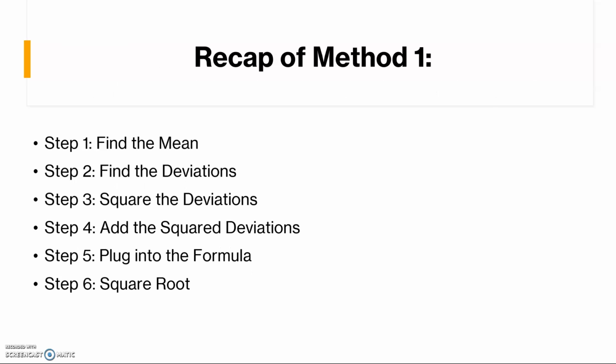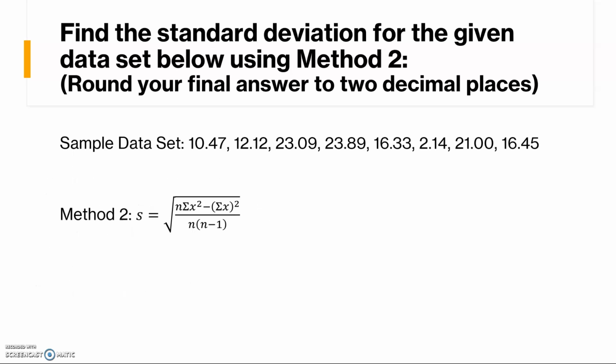Now let's look at the recap of method 1. So step 1, find the mean, and then find the deviations, and then square the deviations. Then add the squared deviations, plug into the formula, and then last step, don't forget to square root.